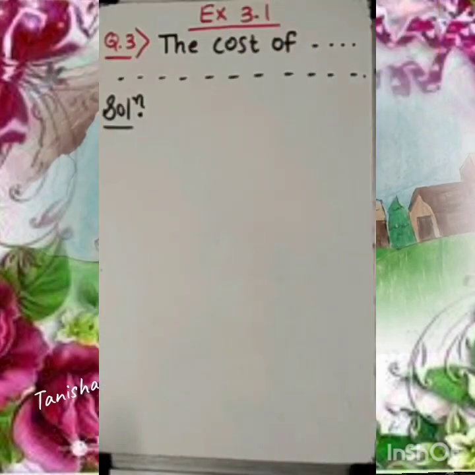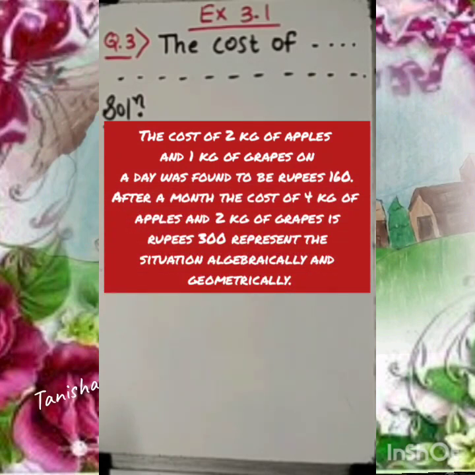So here, exercise 3.1, question number 3. The statement of the question is: the cost of 2 kg of apples and 1 kg of grapes on a day was found to be rupees 160. After a month, the cost of 4 kg of apples and 2 kg of grapes is rupees 300. Represent the situation algebraically and geometrically. Geometrically means graphically, right?